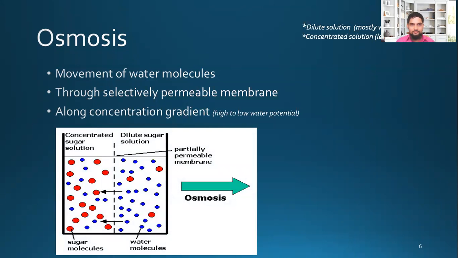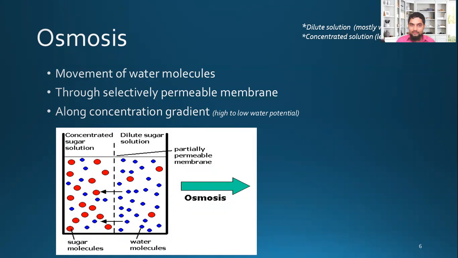So look at this image. On the left, you can see that you have concentrated sugar solution. So if you have concentrated sugar solution, it means, as I said before, concentrated means you have less water. The blue circles are referring to the water particles, sorry, the water molecules. And the red circles are referring to sugar molecules. So on the concentrated sugar solution side, you have mostly sugar molecules. And on the dilute sugar solution, you have mostly water molecules.